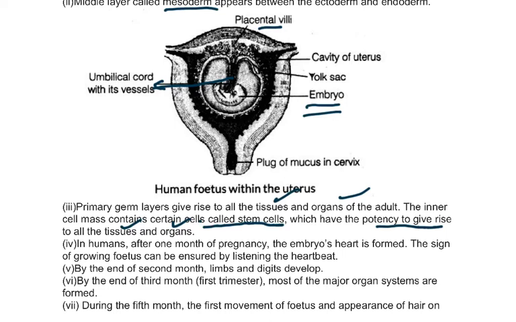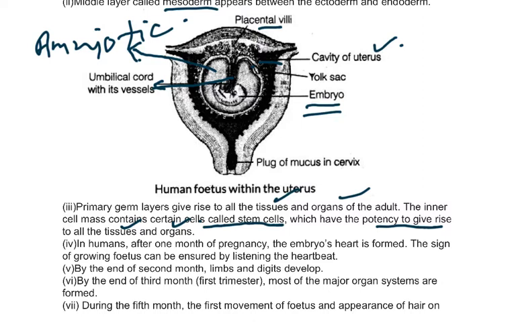On the side there is a cavity, the uterine cavity or the uterus. There is a region between the outer trophoblast region and the inner cell mass that is filled with fluid. This is called the amniotic cavity, and it is filled with amniotic fluid.